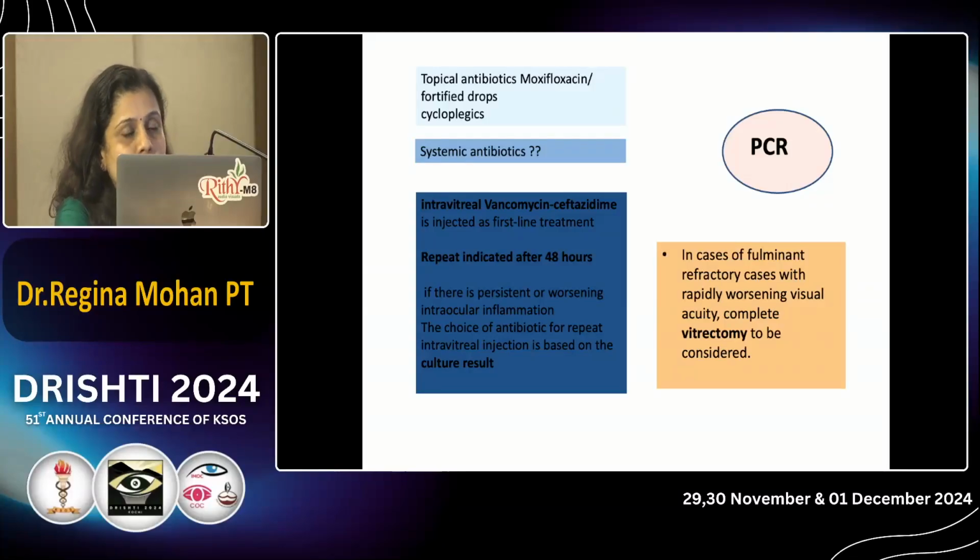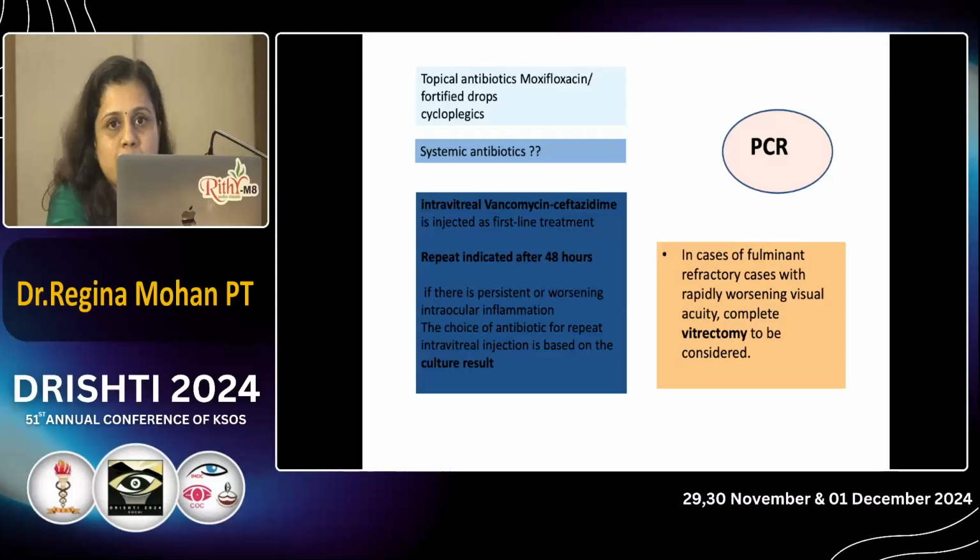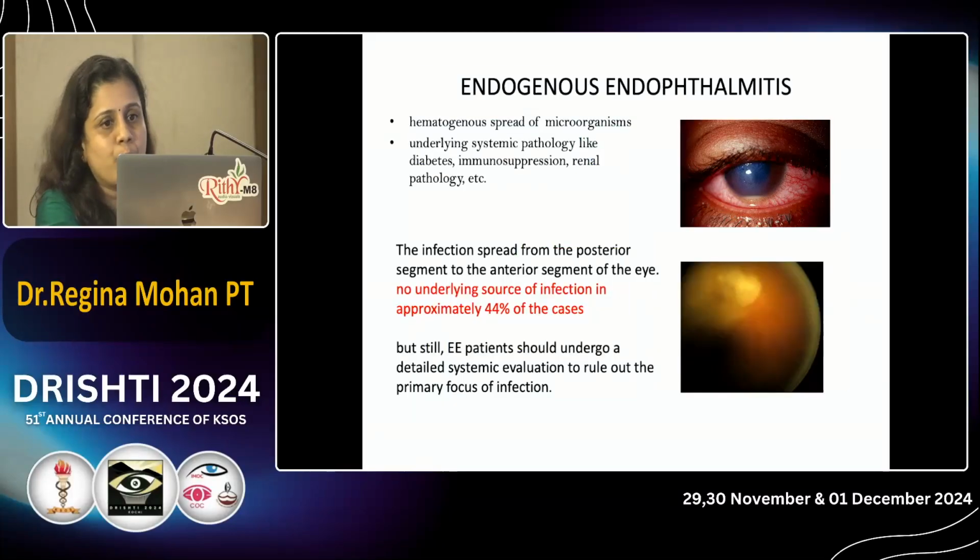And first sitting itself, always go for a vitreous tap, send it for culture sensitivity and gram stain and give a broad spectrum antibiotic. Repeat the injections after 48 hours. And repeated injection should contain specific antibiotic according to your culture and sensitivity report. But what if your culture and sensitivity report is negative? You can always go for a PCR. In our institute, since we have an in-house PCR setup, in the first sitting itself we ask for a PCR. And whenever the vitritis is worsening, vision is coming down, you can opt for a vitrectomy.